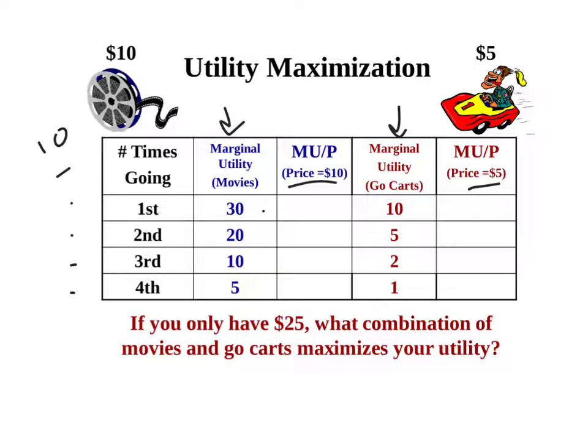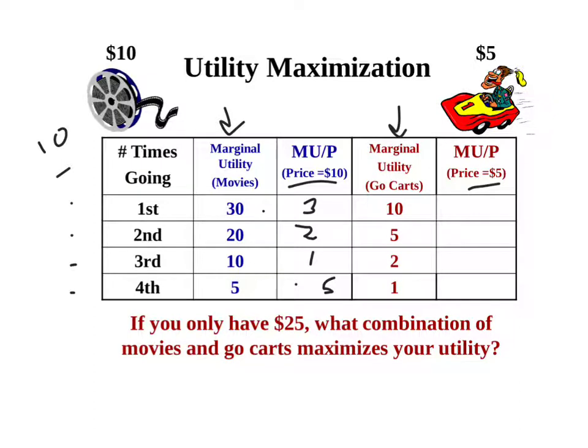So even though Pavit gets 30 utils from going to the movies, the price of the movies is $3, so his marginal utility per dollar is 10. His marginal utility for the second time he's seeing the movie, he's getting 2 utils for every dollar that he's spending. Here it's 1, and here it's 0.5.